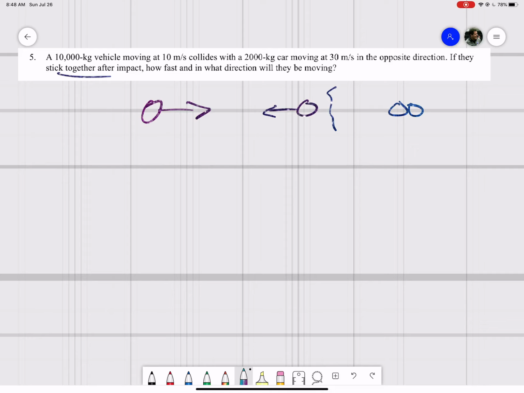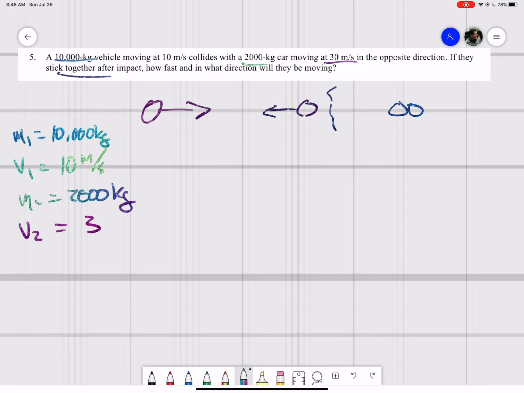So when we start assigning our values, let's do 10,000 kilograms. So we know that M1 is 10,000 kg. V1 is 10 meters per second. The other kg, that better be M2. So M2 is going to be 2,000 kilograms. And we are given 30 meters per second. V2 is equal to 30 meters per second.